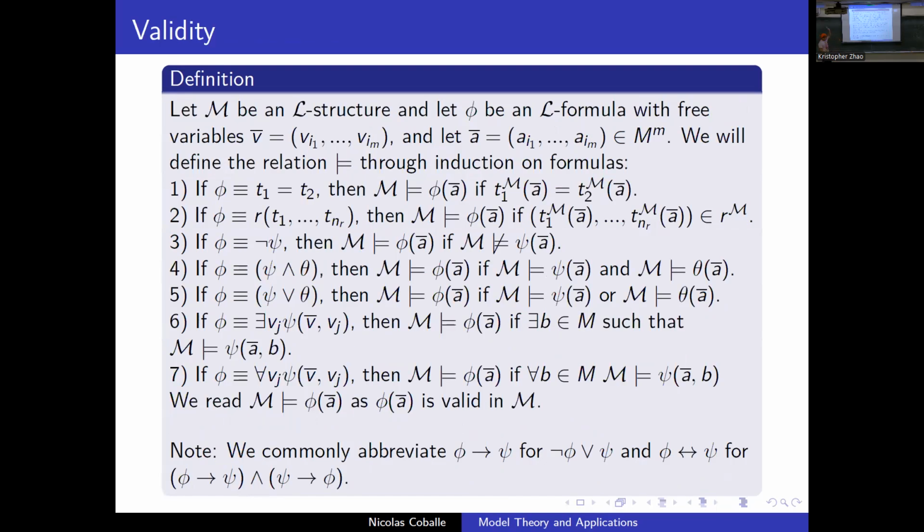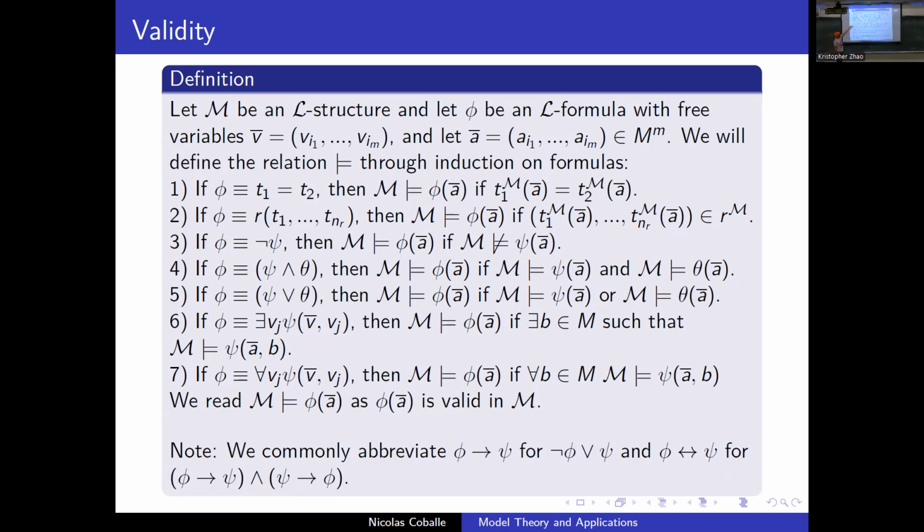Okay, so this is a very lengthy thing, but it all basically says what should be intuitive. So if M is an L structure and phi is an L formula with free variables vi1 to vim, and A is an m-tuple of M, we'll define the relation, usually called models or the turnstile, and we'll do an induction on formulas. So if phi is quite literally the string t1 equals t2 for terms, then M satisfies phi of A if the interpretation of t1 at A is equal to the interpretation of t2 at A, right?